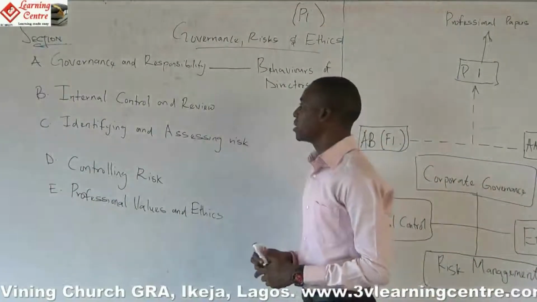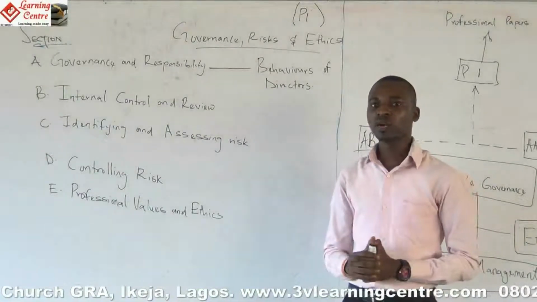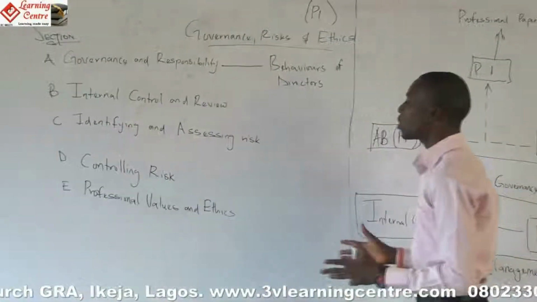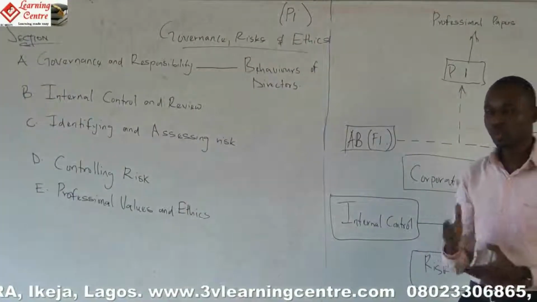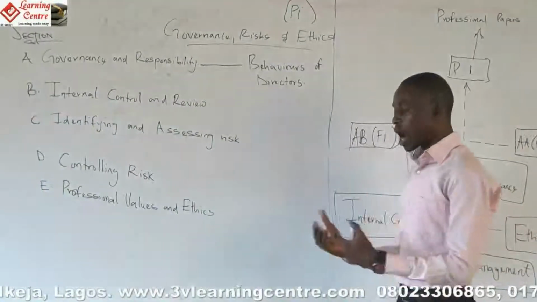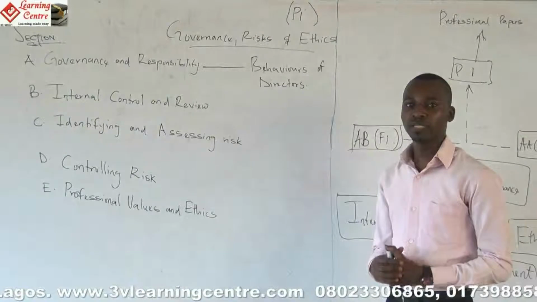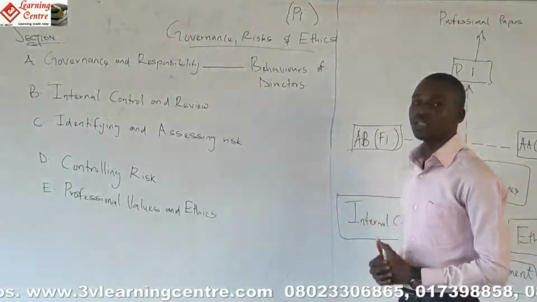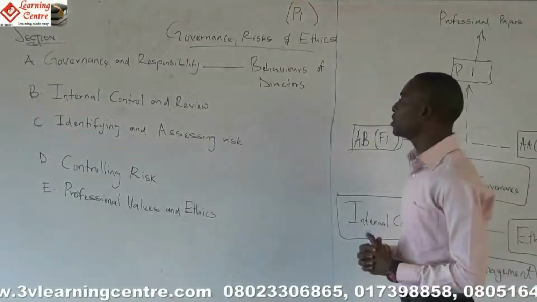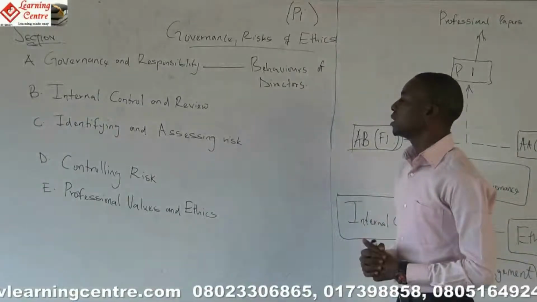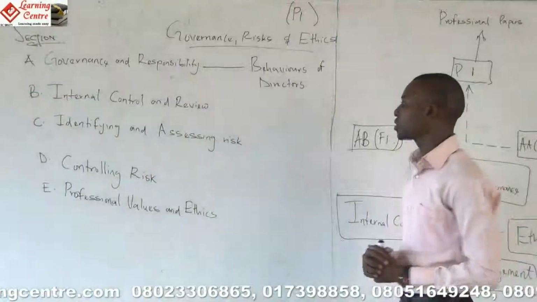Section B is about internal control and review. Under internal control and review, we'll be focusing on not just the company, but also the individuals. You as an accountant, how do you affect an organization? How can you make an organization better? We'll be looking at what you need to add to and what you need to keep in order for you to maintain the internal control system of an organization.